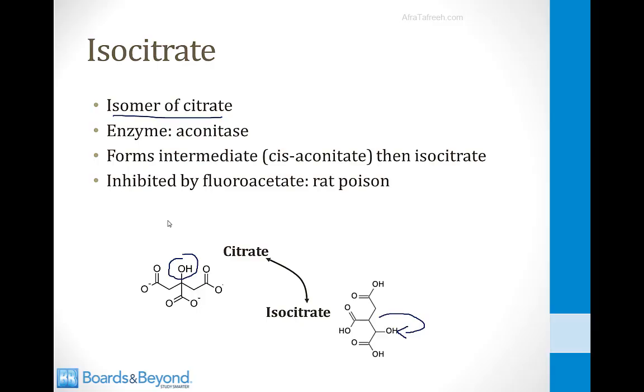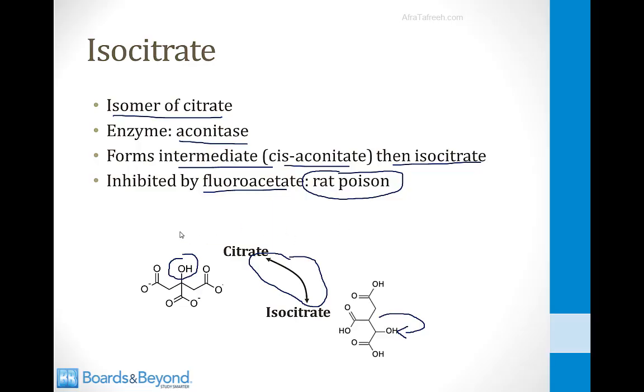The enzyme that catalyzes this step is called aconitase. It actually forms an intermediate called cis-aconitase, and then it forms isocitrate. This enzyme can be inhibited by a substance called fluoroacetate, which is used in rat poison. And this is a reversible step. And as I said before, it's the irreversible steps where all the regulation occurs. So there isn't any important regulation of this step.